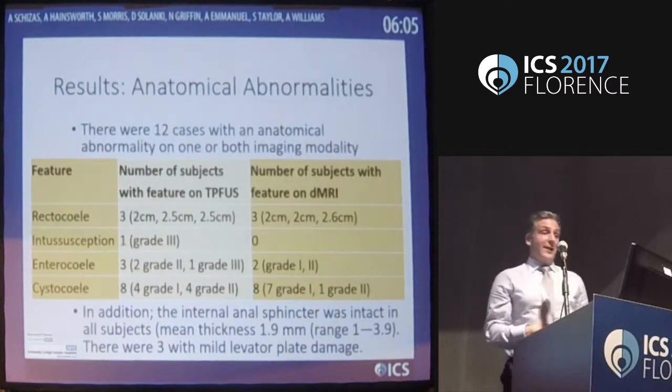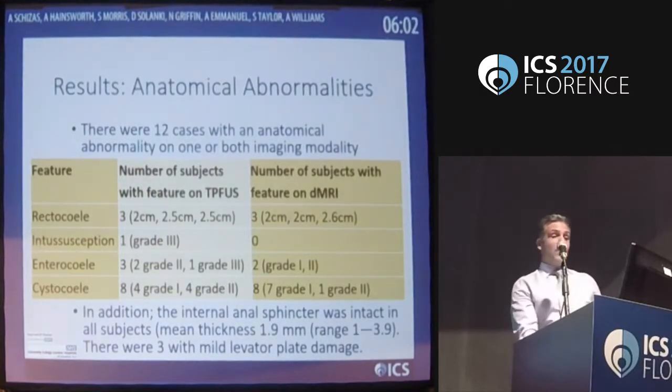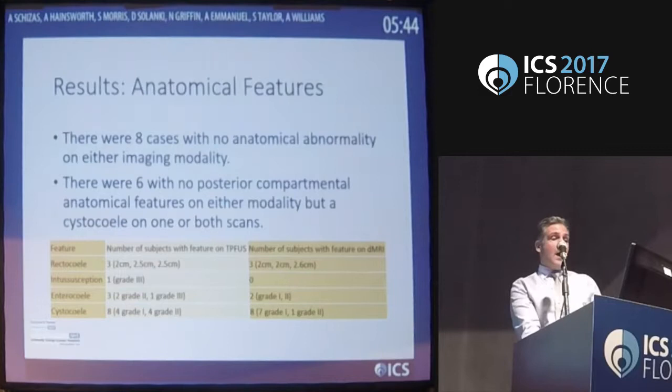The results, interestingly, there were 12 cases with an anatomical abnormality in one or both of the images, and all the patients had intact sphincters and intact levators. You can see a breakdown. There was a mixture of anterior and posterior pathology identified. 8 cases had no abnormality on either imaging, and there were 6 with no posterior compartment imaging and just anterior compartment imaging, and we found there was cystocele present in 8 patients, grading from grade 1 to grade 2.